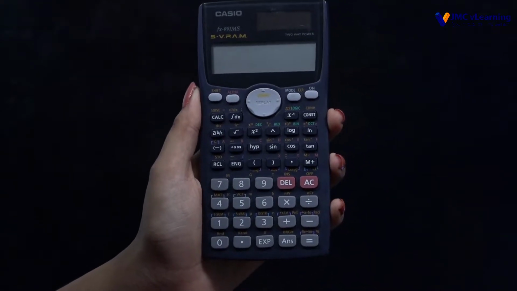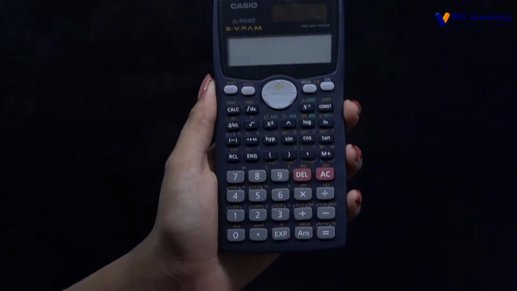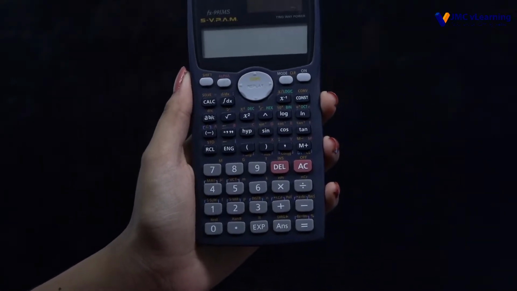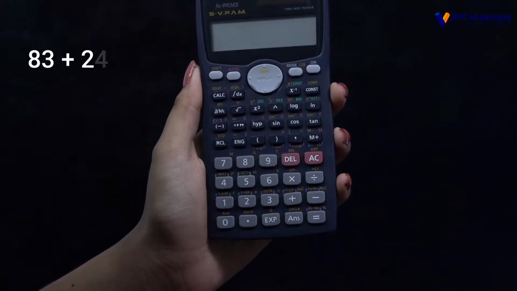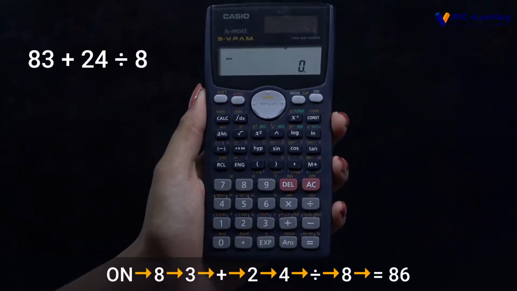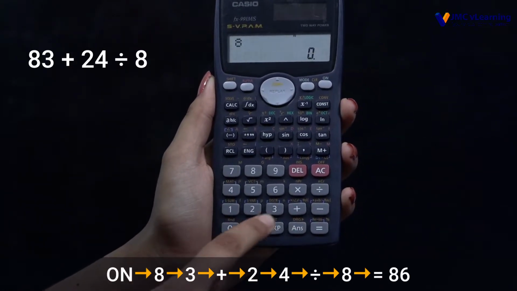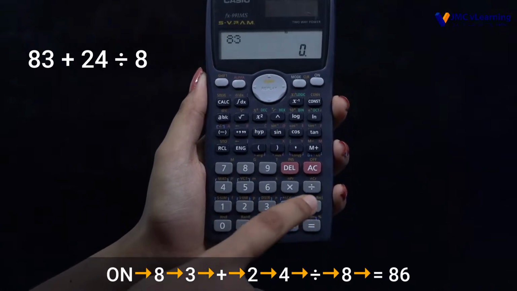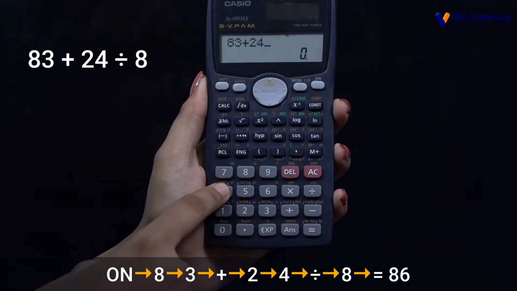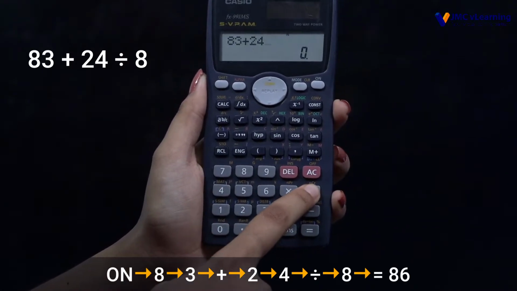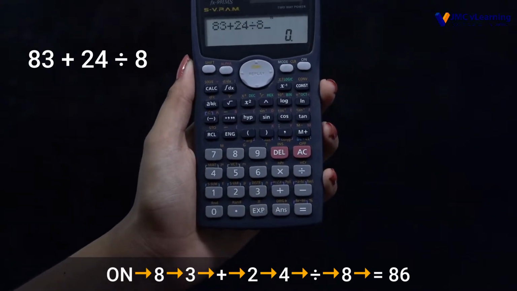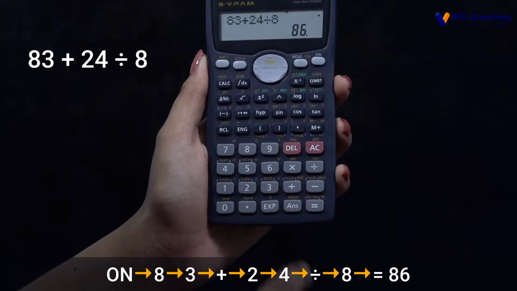Let's see how to simplify the sums using both the scientific calculator and the ordinary calculator. First, let's simplify 83 plus 24 divided by 8. First you have to press the on key, then 8, then 3, then plus, then 2, 4, then the division key, then 8. To take the result, you have to press the result key.